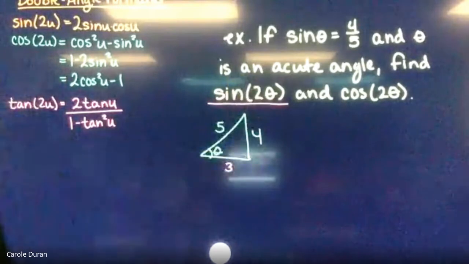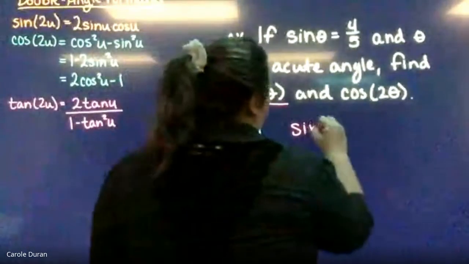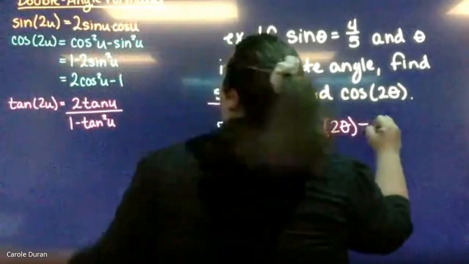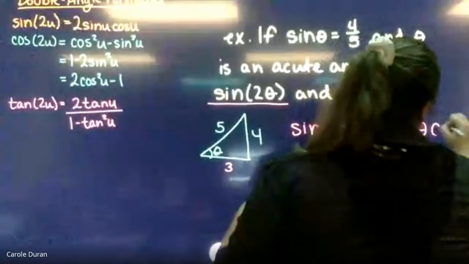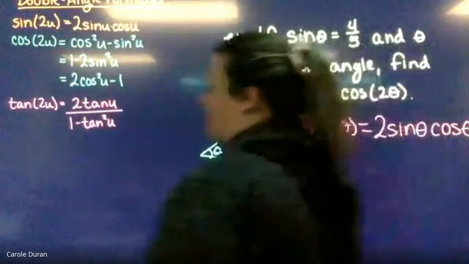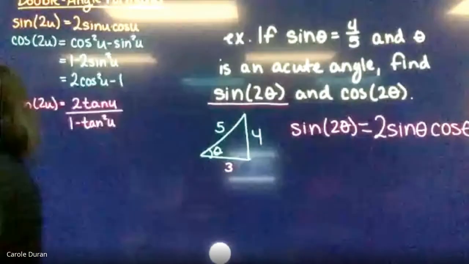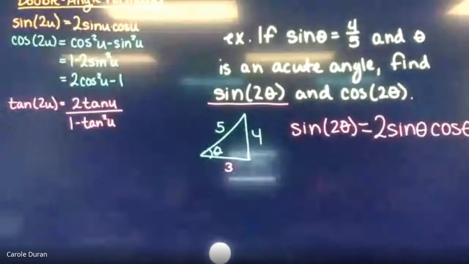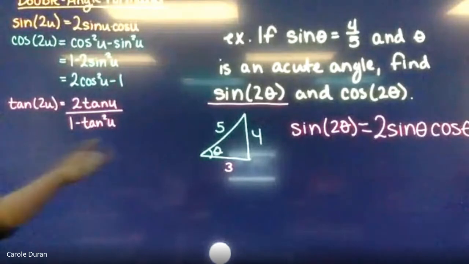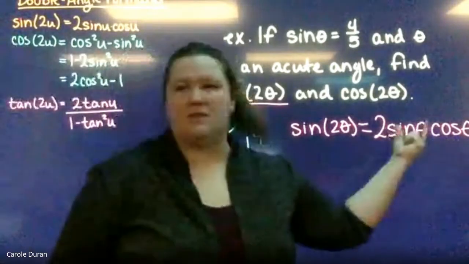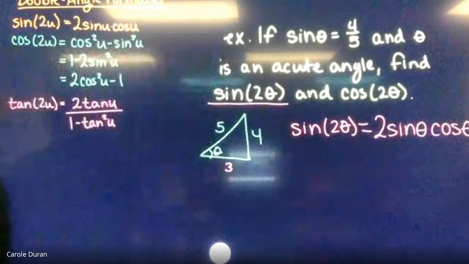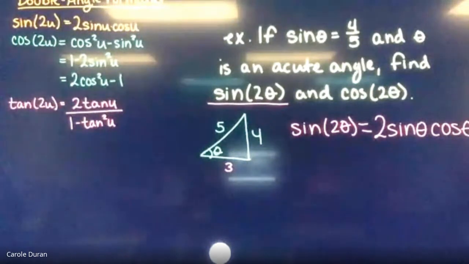Yes. So this tells me that sine of 2 theta is equal to 2 times sine of theta times cosine of theta. All I did was substitute theta in for u because theta was the unknown angle value I was given. But now I've run into an issue. I'm used to being able to pull these values from my unit circle, but I don't have a unit circle value associated with the triangle. So where am I going to come up with sine of theta and cosine of theta?